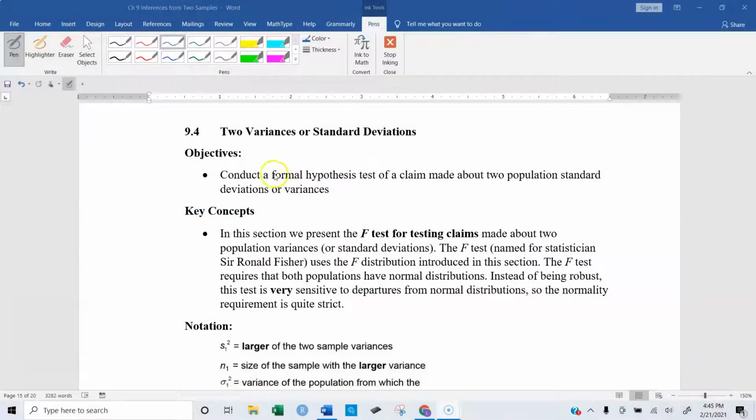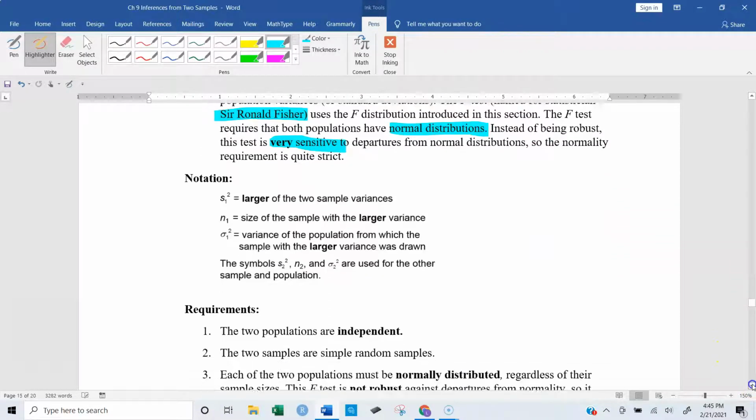Okay, we'll do a formal hypothesis test on the claim about two population standard deviations. In this section, it's called an F test for testing this claim. It's actually named after Sir Ronald Fisher, and it is very sensitive to departures, so normal distribution is critical. When you go through, we have a few more things to look at.